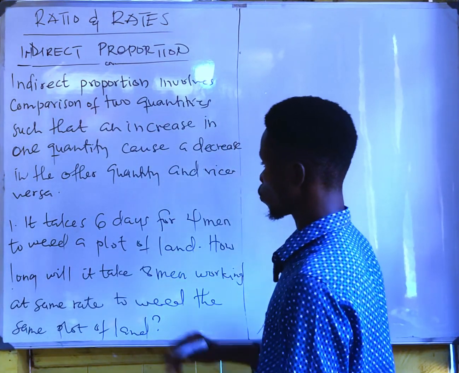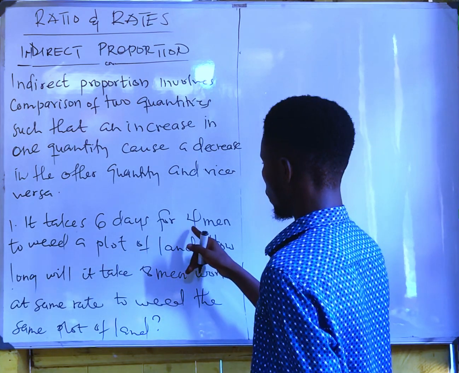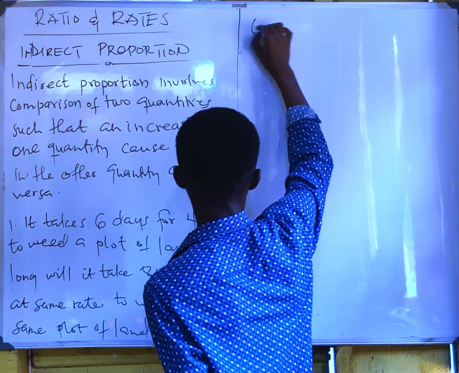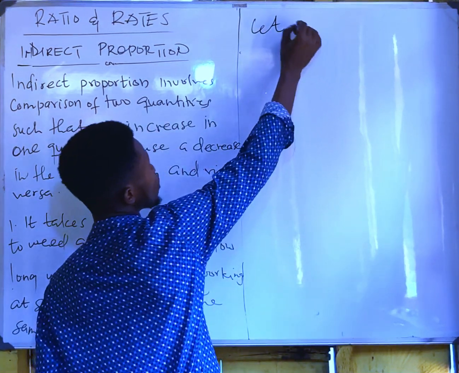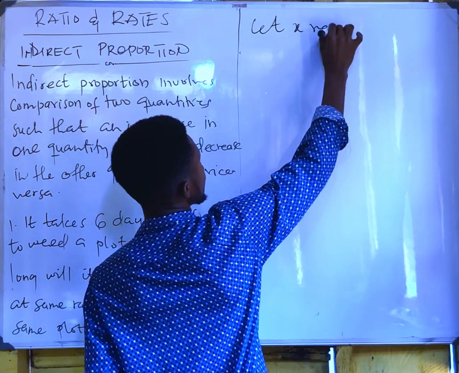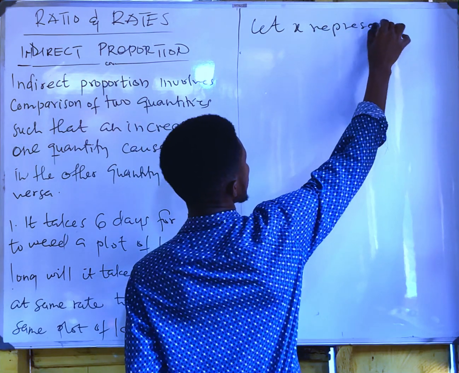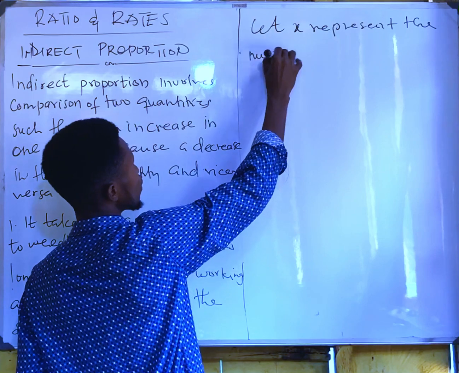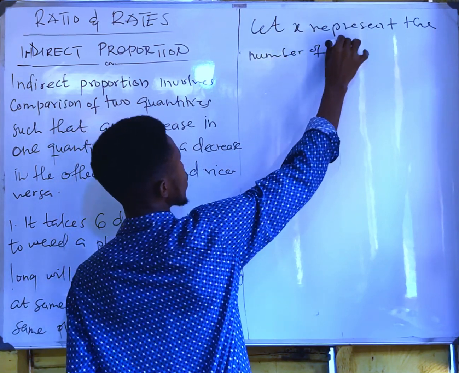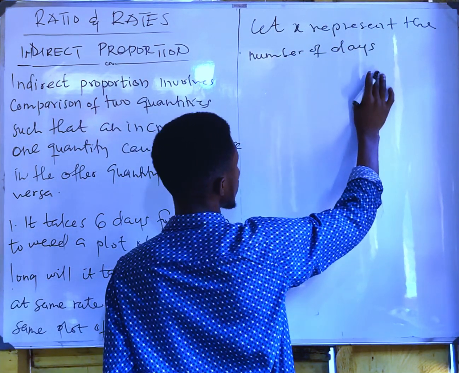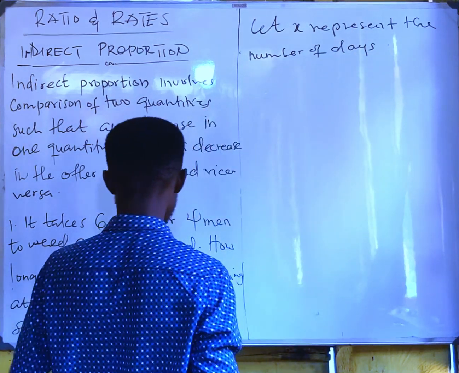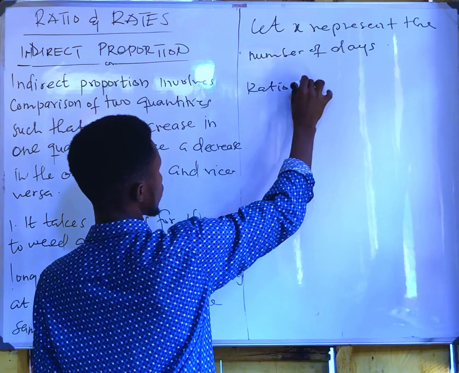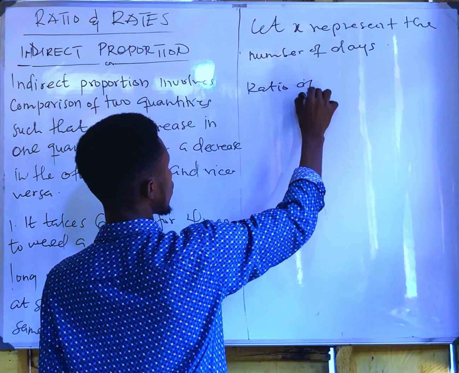So this is what you're going to do. 6 days for 4 men. So let x represent the number of days. Okay. So if x is representing the number of days, first let's look at the ratio of men.